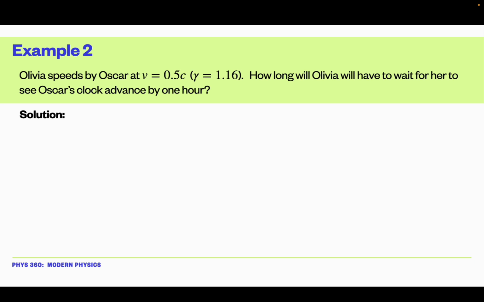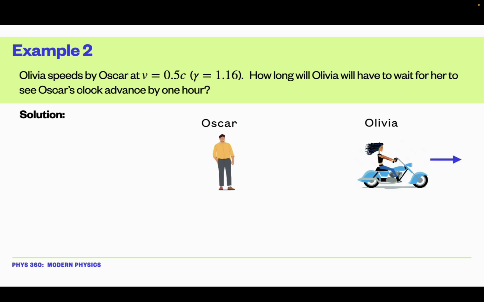I want to point out that the result here depends only on the relative motion of the observers. No one's in a special frame of reference here. So even though Oscar's standing on the ground and Olivia's driving by, you can reverse their roles. So, for example, how long will Olivia have to wait to see Oscar's clock advance by 1 hour? So we're reversing it now. We're now asking Olivia's perspective about Oscar's clock instead of the other way around.